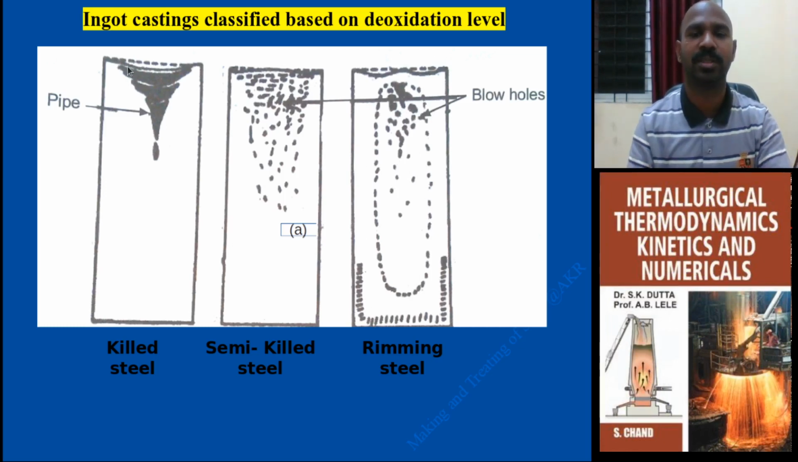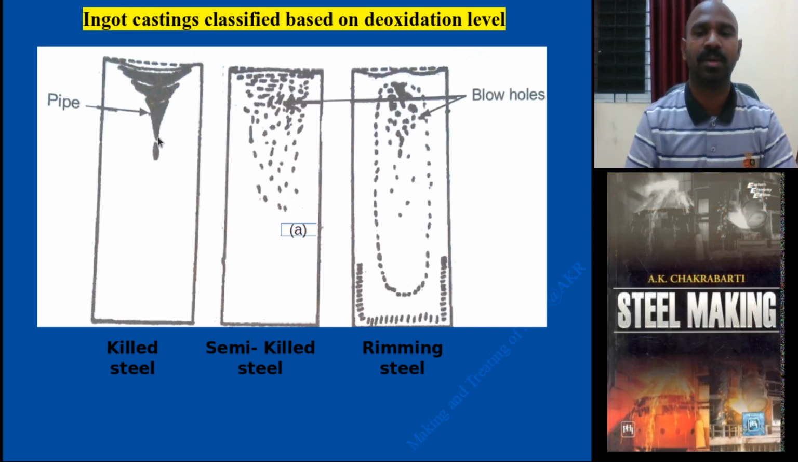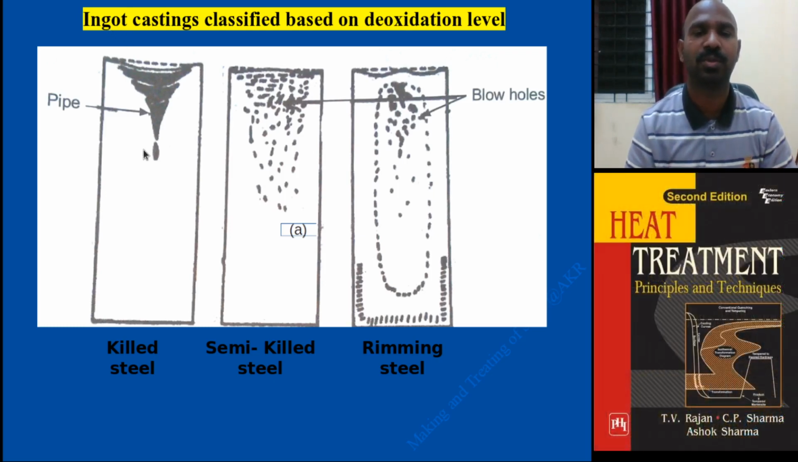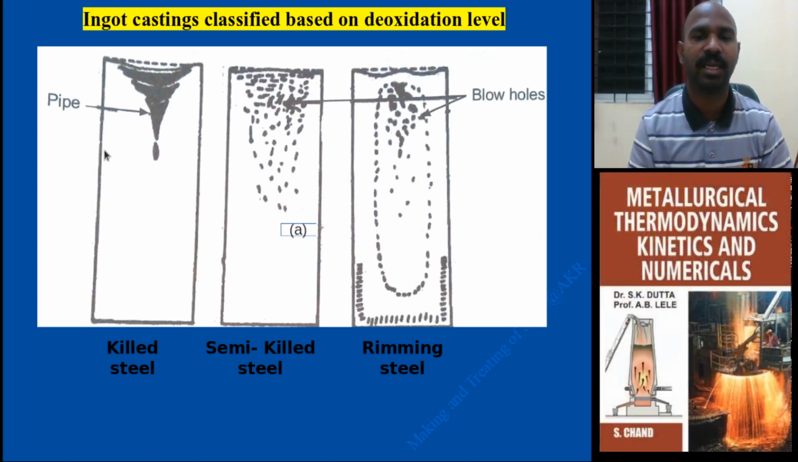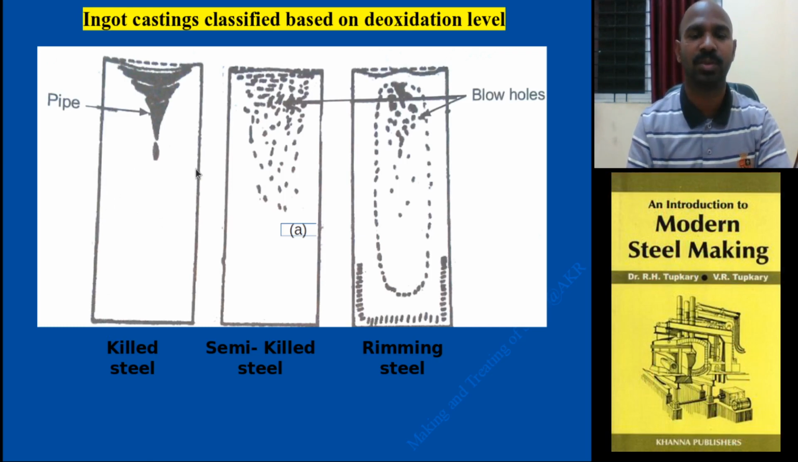Because of this shrinkage, you see the defect, a kind of pipe formed within the solidified ingot during the ingot casting route. These pipes are unnecessary defects. At the finishing stage, this is the semi-finished casting. At the finishing route, it is removed and separated, and only this part is taken for the finishing operations, for hot rolling operations.